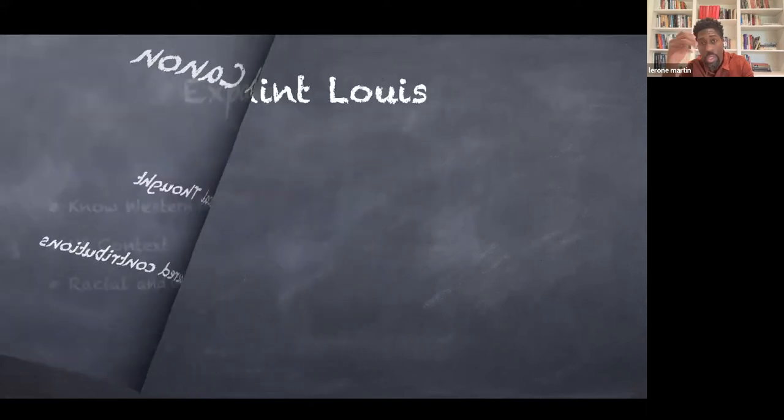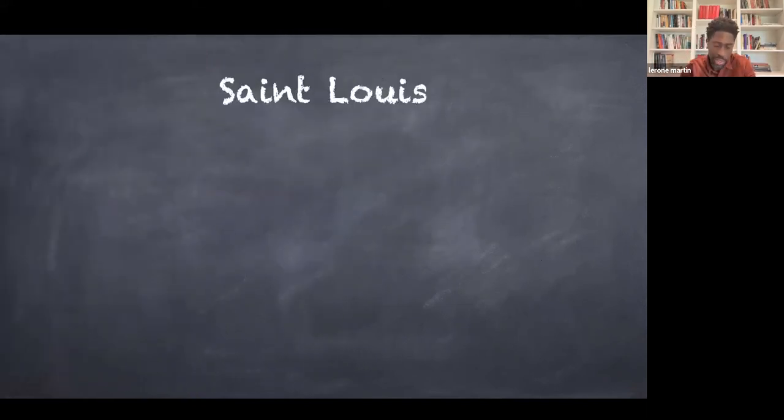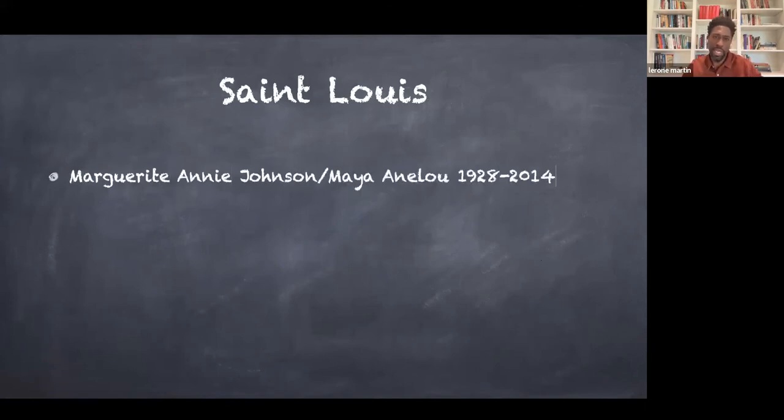And so finally, the St. Louis connection, and then that's where I'll get to the text. Marguerite Ann Johnson, or Maya Angelou, was born in St. Louis. She spent a good deal of time in St. Louis. She has a star on the St. Louis Walk of Fame. Yes, St. Louis has a Walk of Fame, for those of you who didn't know. And she's on the St. Louis Walk of Fame, and she spent a good deal of her childhood there. So that was another reason why this text was perfect for our students.